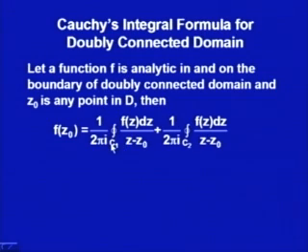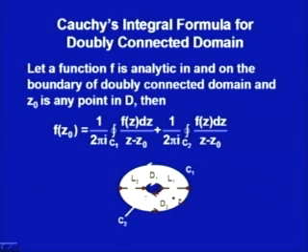So, one boundary is C1, another boundary is C2. So, f(z0) equals 1 upon 2 pi i integral along the boundary C1 of f(z) upon z minus z0 dz plus 1 upon 2 pi i integral along the boundary C2 of f(z) upon z minus z0 with respect to z. You see, it is a doubly connected domain. How will we obtain this formula?